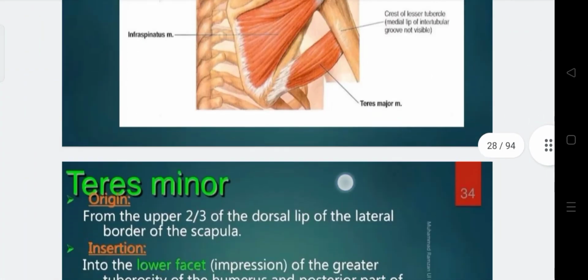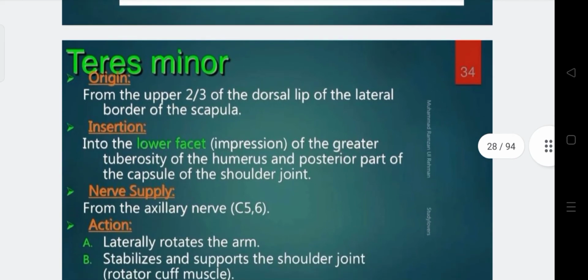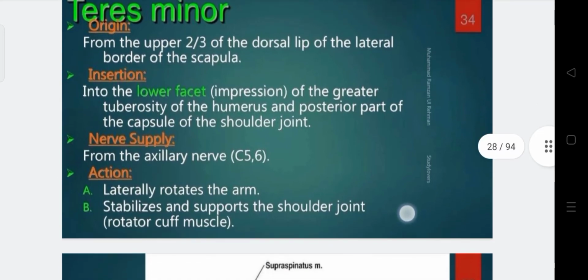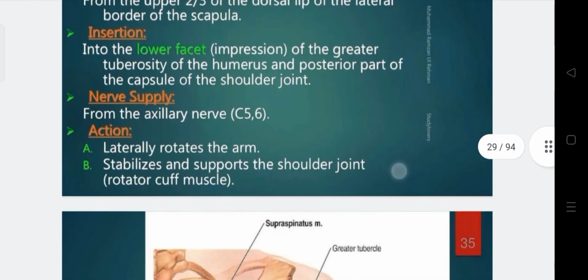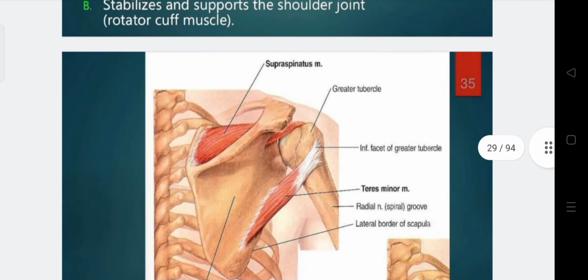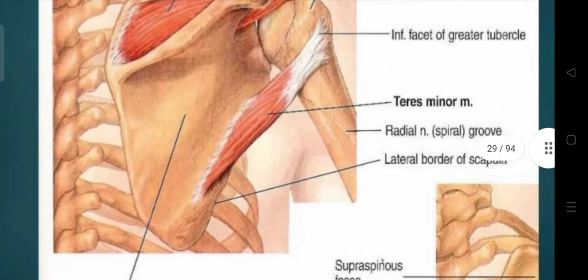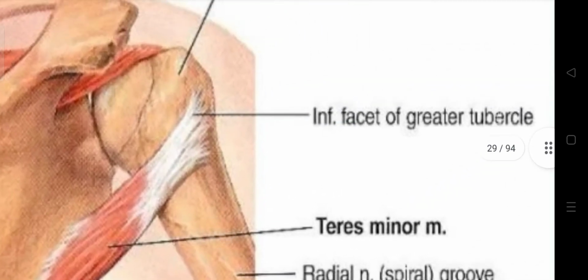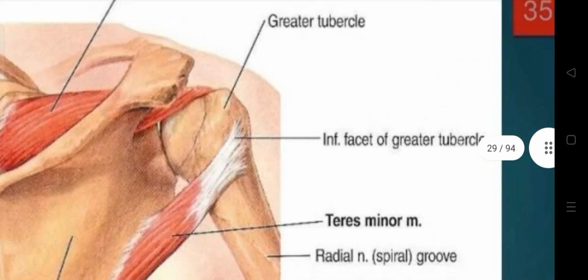Now the next muscle is teres minor. It originates from the upper two-thirds of the dorsal lip of the lateral border of the scapula and is inserted into the lower facet of the greater tuberosity. It's supplied by the axillary nerve, as I already mentioned with the formula, and it laterally rotates the arm and stabilizes and supports the shoulder joint. In the close-up view, you can see this muscle inserted into the inferior facet of the greater tubercle.